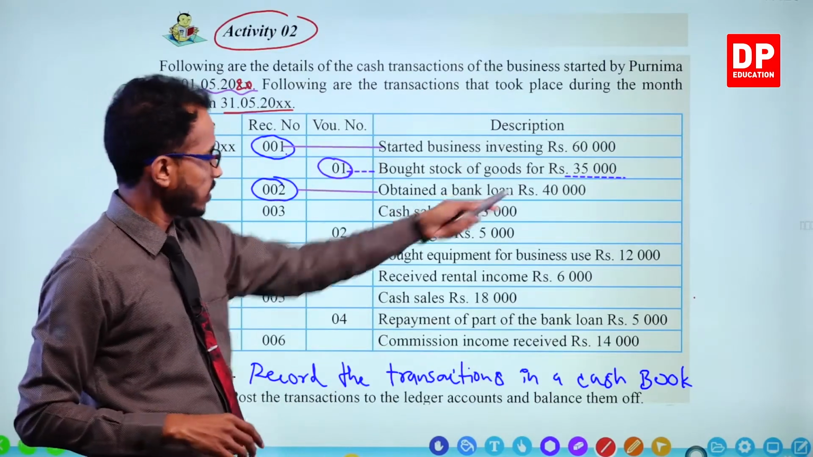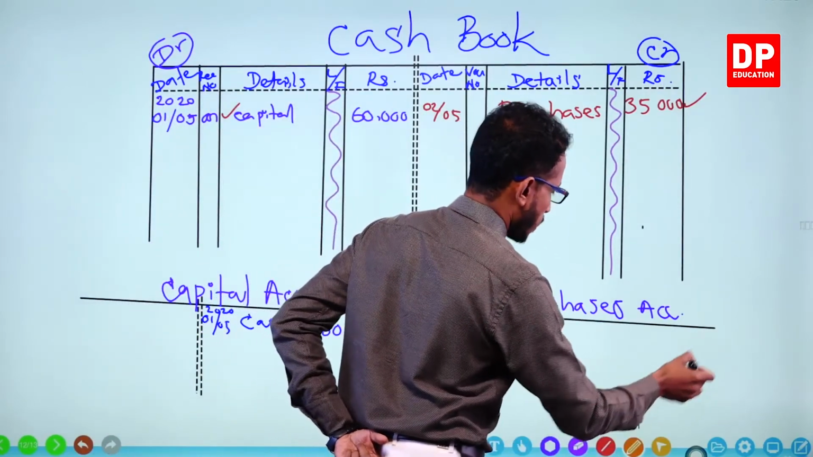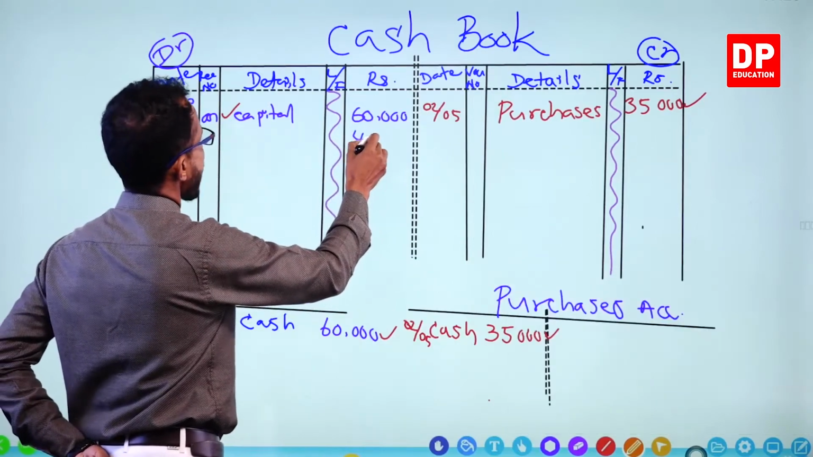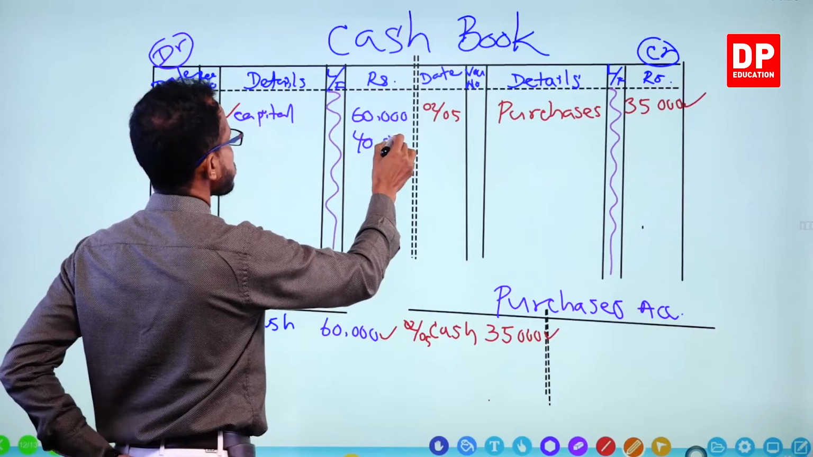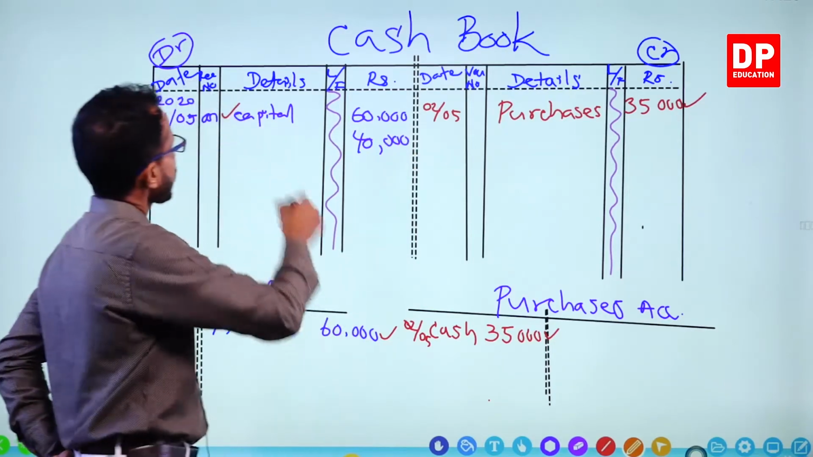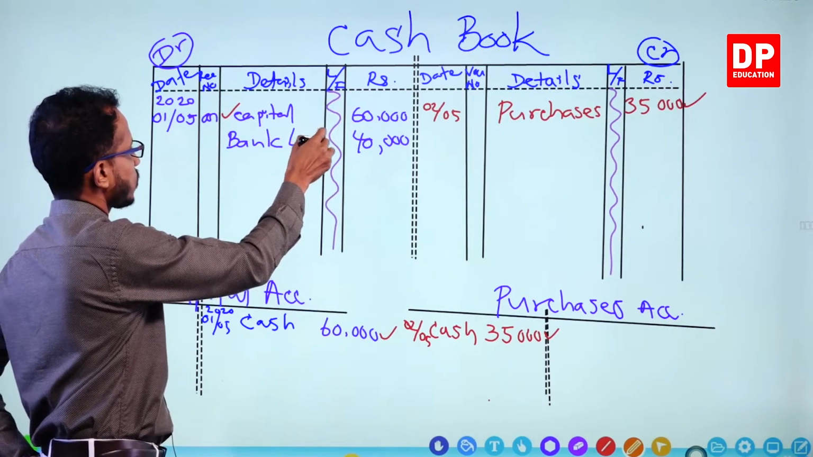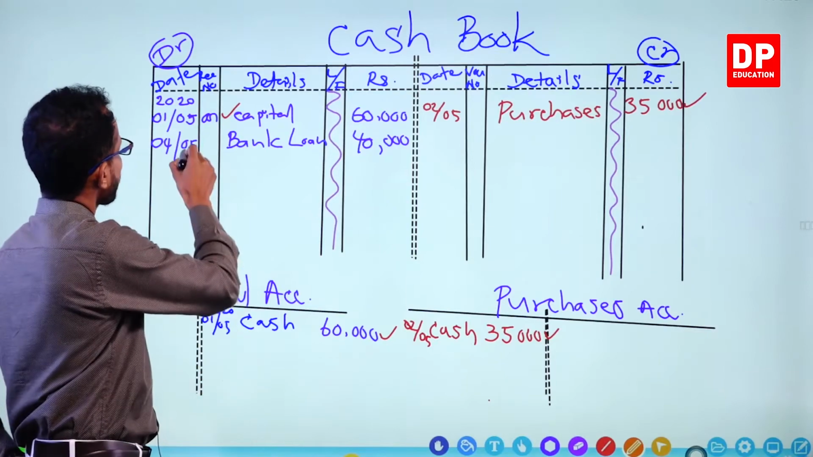What is the amount? 40,000. Let's go and record that 40,000 on the debit side. Description is bank loan. Yes, you guessed it right. Bank loan. Date, 4th May.